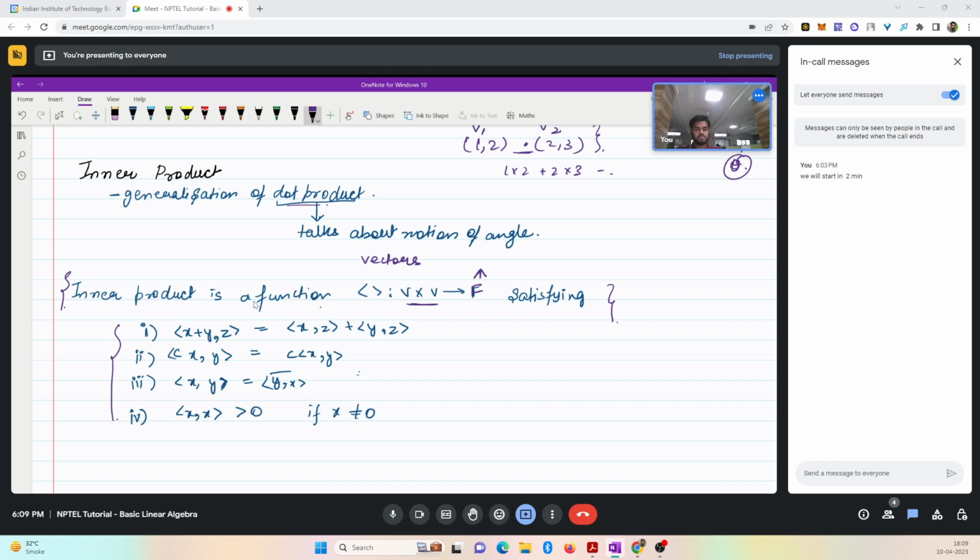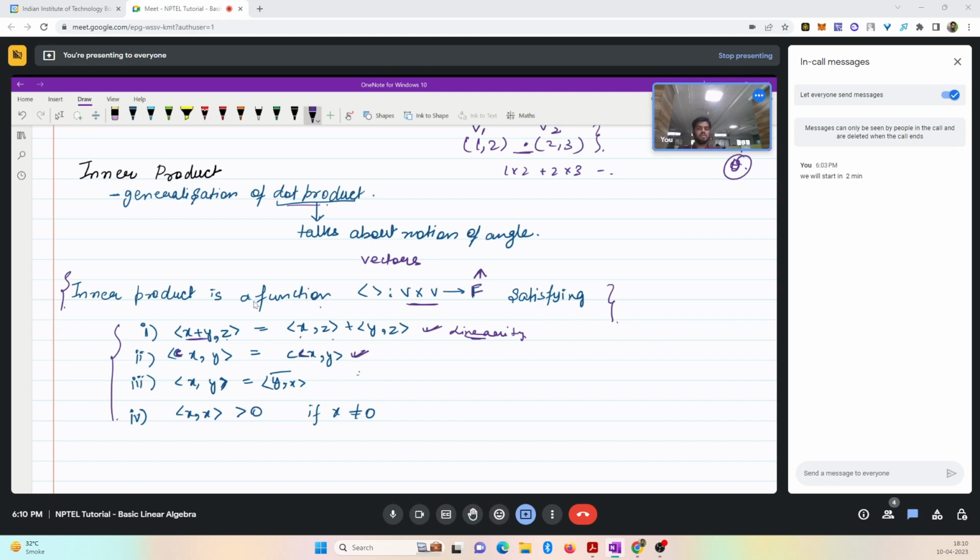Okay, the first property is if you take the inner product of x plus y with z, then it is the same as taking the inner product of x with z plus the inner product of y with z. So this is the linearity property. With respect to the first component, it is linear. Again, if you take c times x and take its inner product with y, then the c comes out. This is the second property.